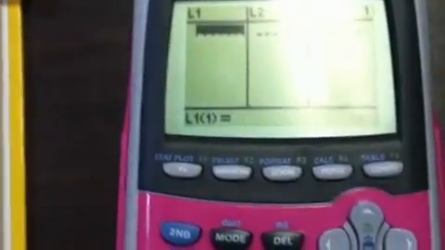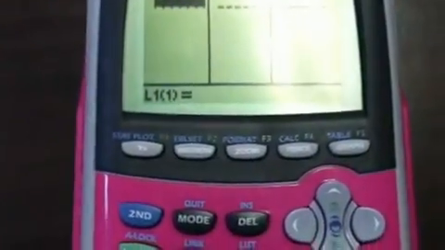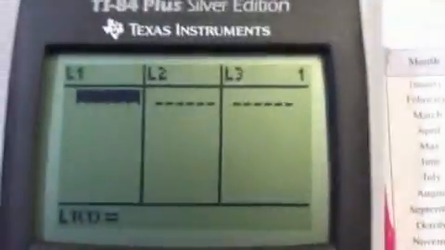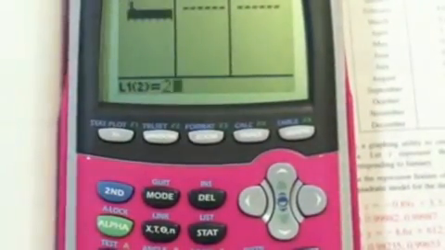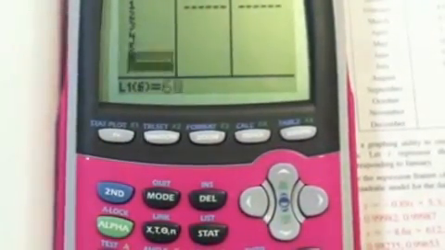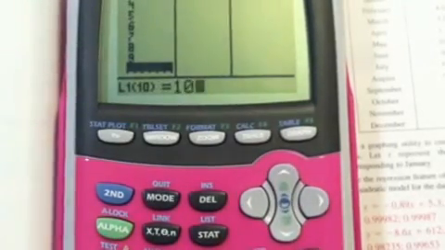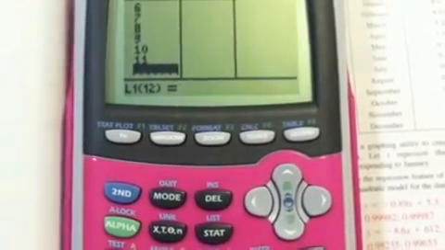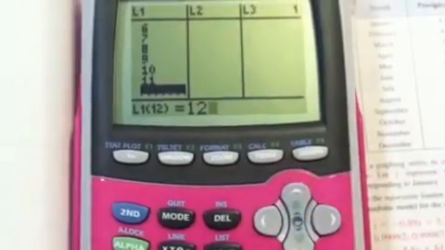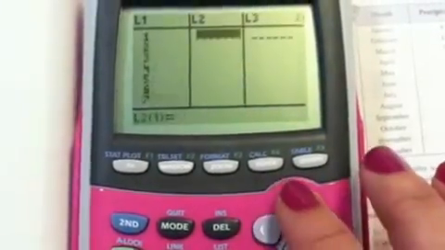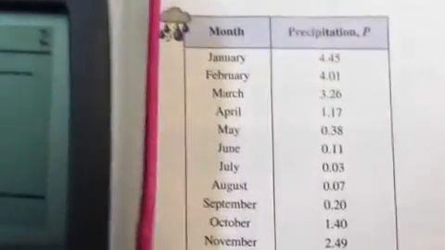Once I clear out that data, I can add the things I had in my table onto my graphing calculator. Let's bring this over here so I've got them right next to each other. I have 12 months, so I'm going to put those in as my X values: 1, 2, 3, 4, and so on up to 12. Then I'm going to go over to my L2, my list 2, and that's where I'm going to put in the precipitation information.